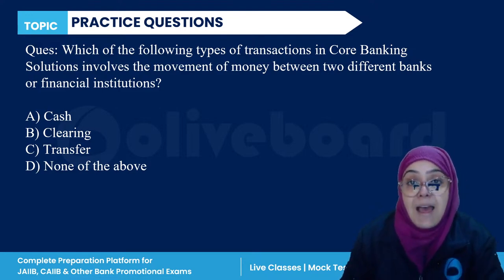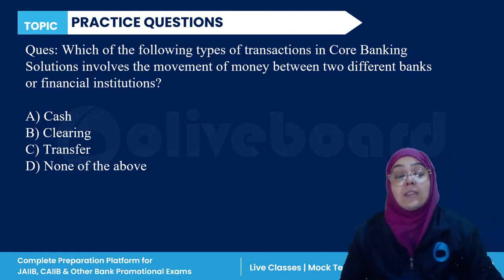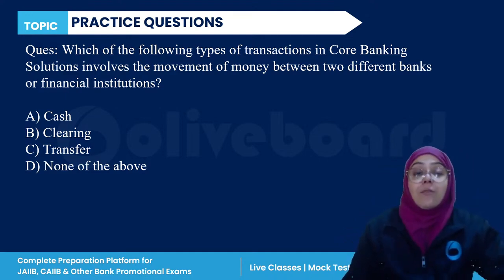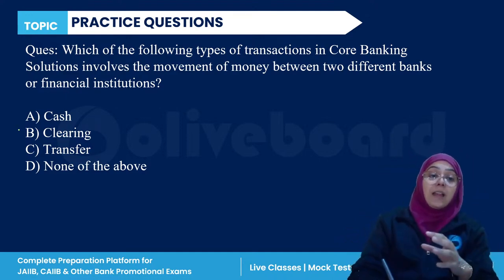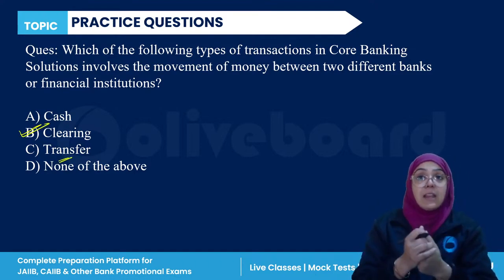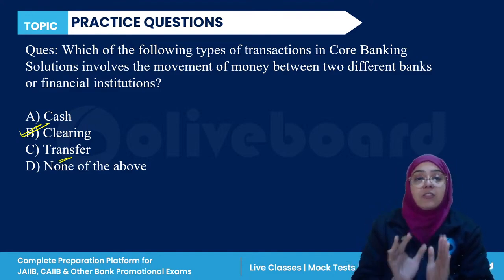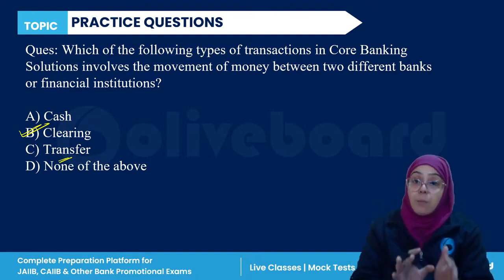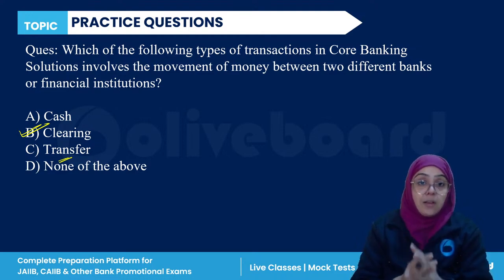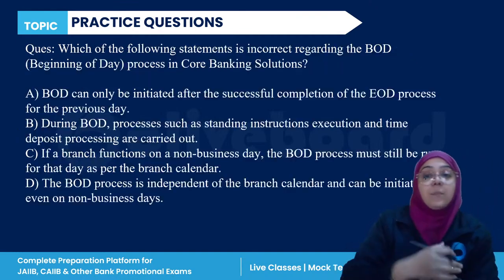From one bank to another bank. I'm saying that it is from one bank to another bank. Then it is called what? Everyone, when we move money from one bank to another bank, it is called clearing, while transfer is within a bank. When the money is transferred from one branch to another branch of the same bank, the word transfer is used. But if we are moving money between two different banks or financial institutions, the word used here is clearing. So B is the correct answer here. It is clearing, right?